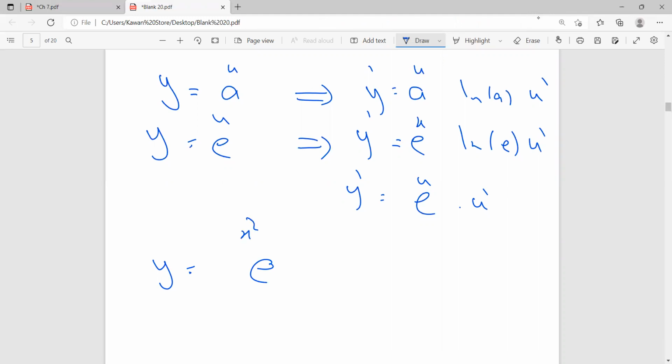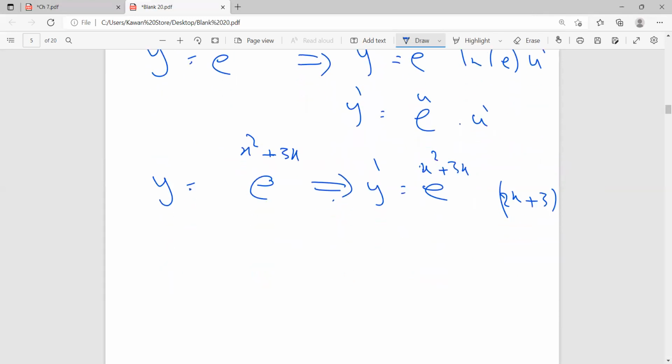For example, the same example, if y equals e to the power x squared plus 3x, directly I say y prime is equal to itself, 2x plus 3. There is no ln of e. You don't need it, so you don't need to memorize it. You can write it down here, and later you can eliminate it. Understood, dears? Do you have any question?